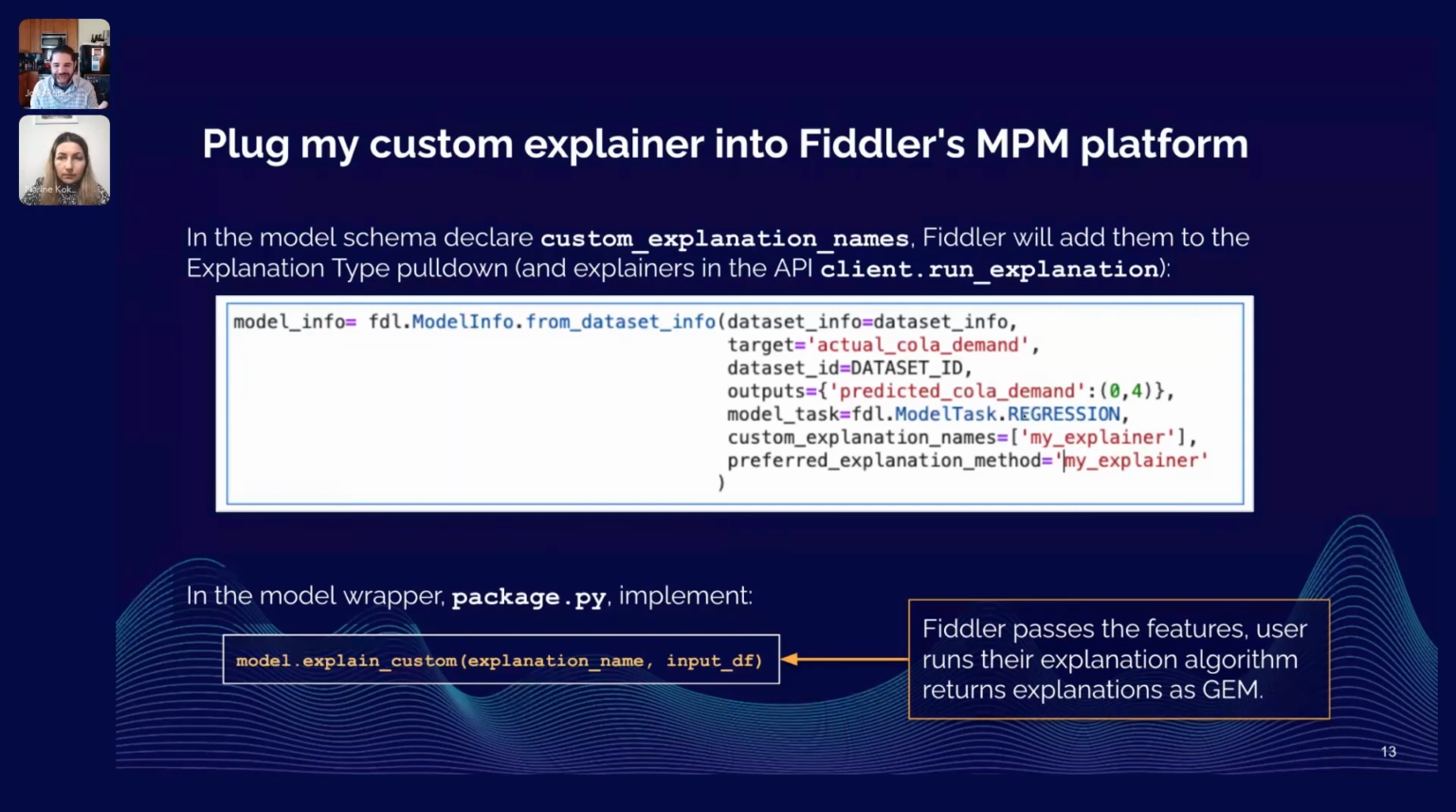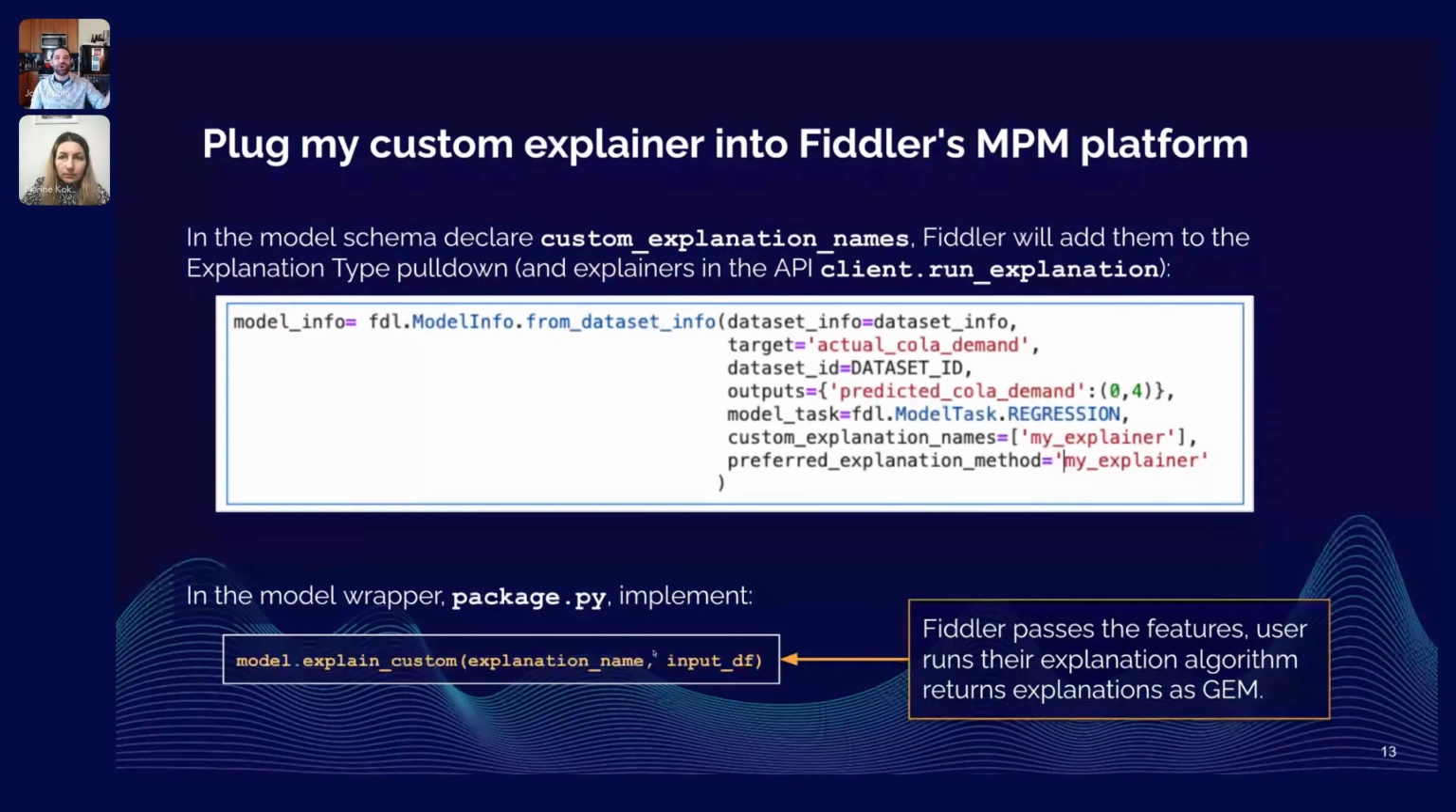One is I'm going to add a custom explanation in the model schema that defines for the platform what the model looks like. So there's a custom explanation name. I also set it as the default explainer. And then within the model wrapper, Fiddler requires the user during ingestion to write a little bit of code to adapt the model's interfaces to what Fiddler expects. It's your responsibility then to implement a custom explain function that Fiddler passes a data frame and passes the name of the explanation it wants.